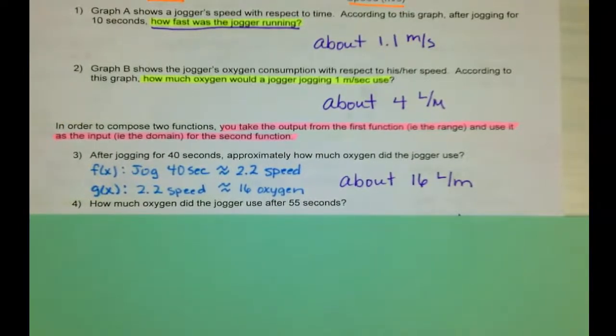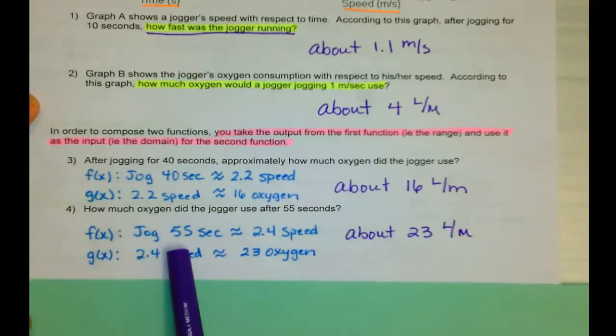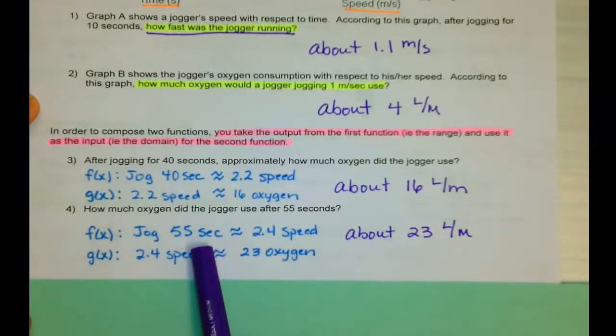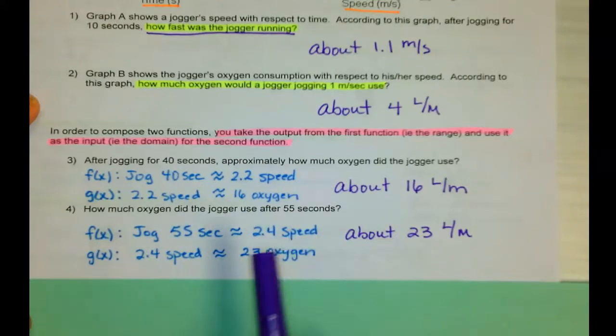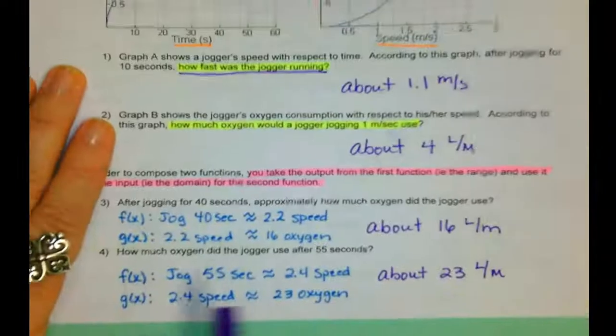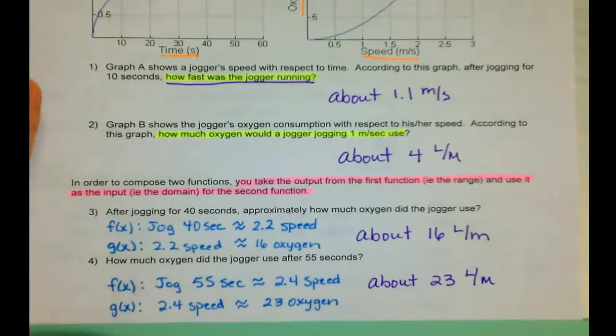Okay, how much oxygen did the jogger use after 55 seconds? So I need to go to where we're jogging at 55 seconds, so that's graph f, and that was approximately 2.4 speed. And then I go to graph g, which remember was this graph over here, and then at 2.4 speed, I can find it's around 23 oxygen with L per min, and that is a bit of an approximation, so that's why I use the word about before the answer.